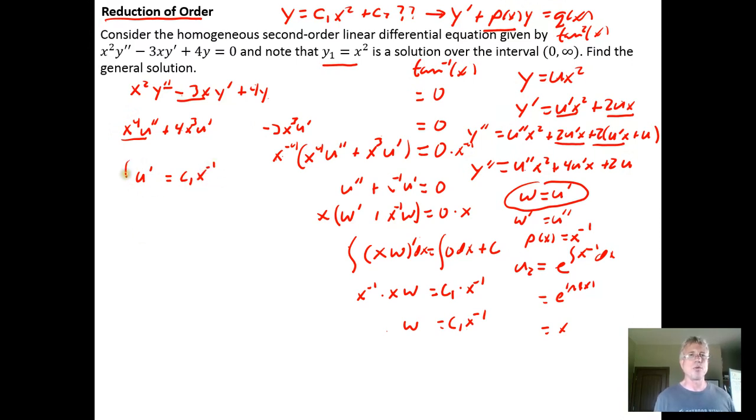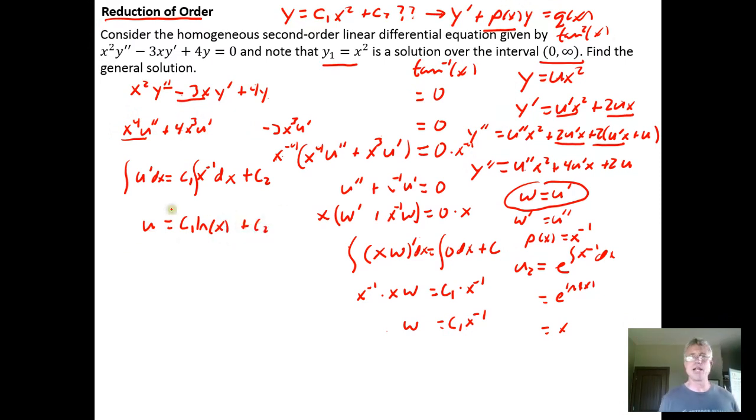So to get u, we have to integrate u prime with respect to x, which means we have to integrate both sides. Whatever we do to one side, we do to the other. And we're going to get a second constant of integration coming out of this integration process here. And when we integrate u prime, we get u. So u is equal to c sub 1 times the antiderivative of x to the negative first power, or 1 over x, which is just the natural log of the absolute value of x. If we're on the interval from 0 to infinity, we don't need the absolute value symbol, so we can drop that. And then we have plus c sub 2.